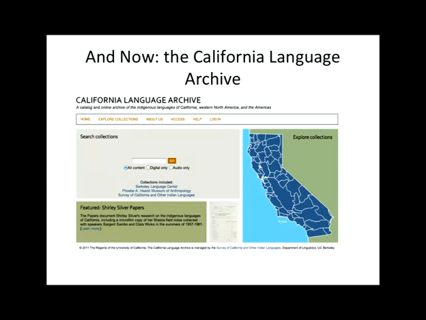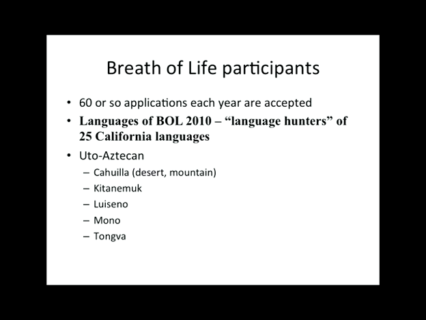So every year there's about 60 or so applicants that are accepted. We can't take any more than that. They stay in the dorms at Berkeley, so we do it in the summer when the dorms are available. And so in 2010, we had 25 languages from the 60 language hunters with 25 different languages. These are some of the languages organized by family.